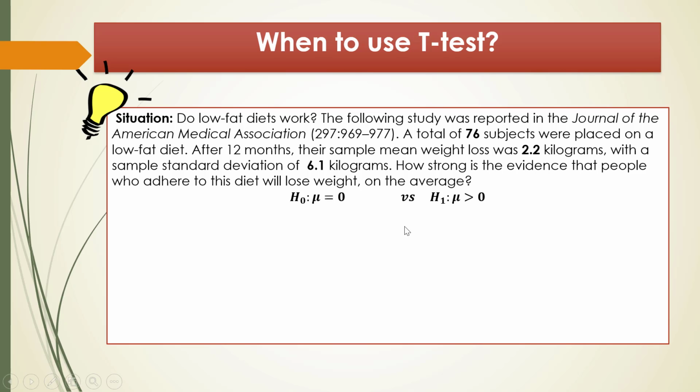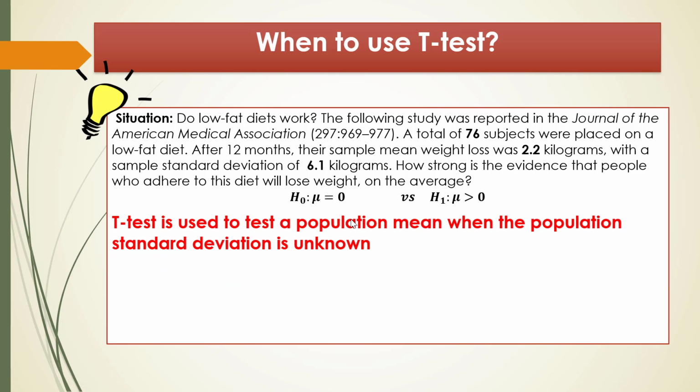In this example, we don't know anything about the population. We just have a sample of 76 subjects, and we have the sample standard deviation. This is 6.1. This is the sample standard deviation, which is the standard deviation from the sample. So in this situation, we are testing the population mean, but we do not know the population standard deviation. So the t-test is used to test the population mean when the population standard deviation is unknown.